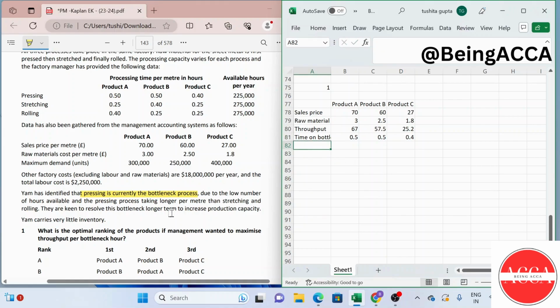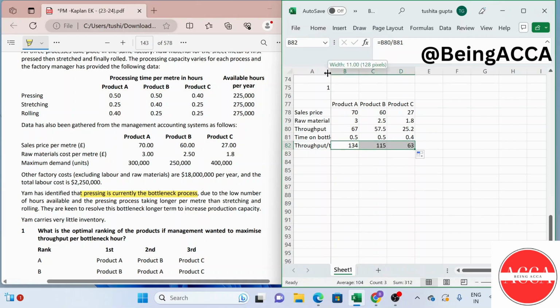So now I have my time on the bottleneck hour. So if I want to see how much is the throughput per bottleneck hour, I will simply divide the two that I have written over here. Throughput divided by time on bottleneck. Right? So I will just put the formula right over here. And this will come out to be 67 divided by 0.5, which is 134. Similarly, copying this formula to the rest of the cells as well.